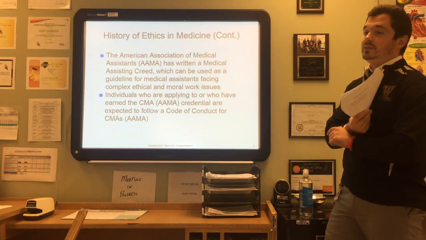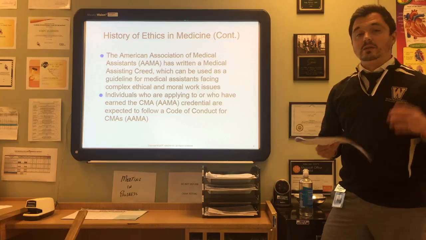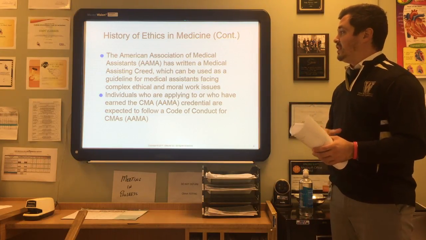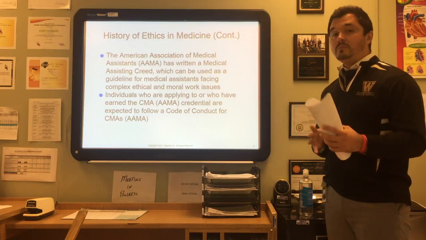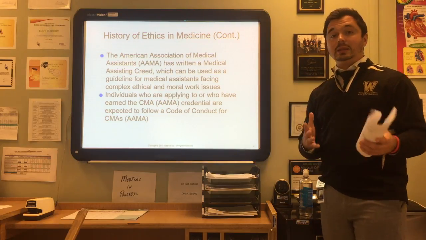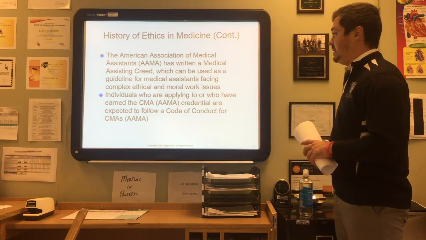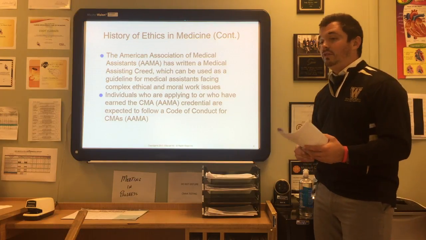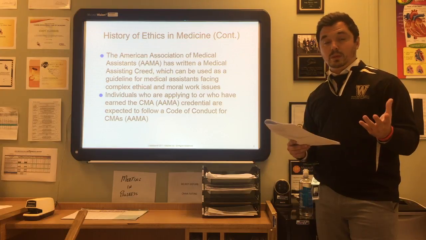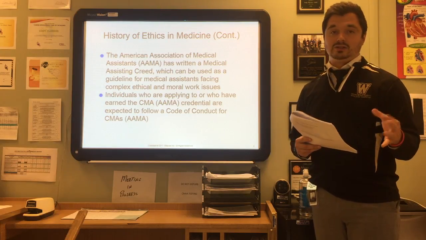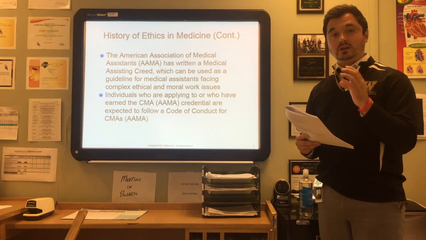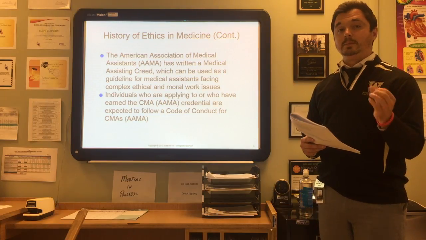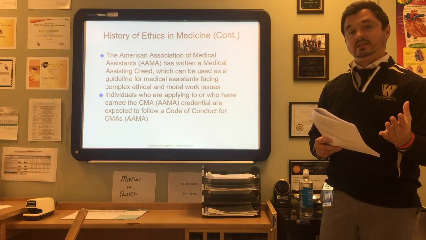Then we get into some more associations here. We've talked a little bit about the AAMA, which is the American Association of Medical Assistants. They had written a medical assisting creed which can be used as a guideline for medical assistants facing complex ethical and moral work issues. But basically individuals who are applying to or who have earned the CMA credential, which is your Certified Medical Assistant credential, which is the combination of clinical as well as administrative. So here we work on the CMAA, which is the Certified Medical Administrative Assistant.